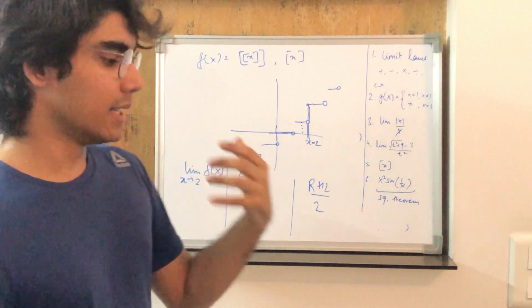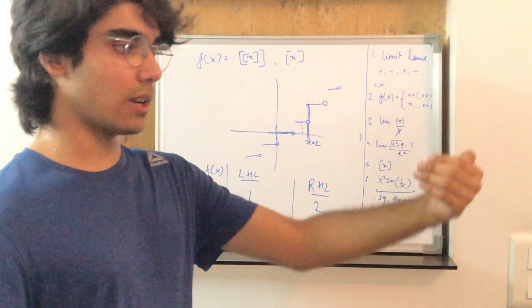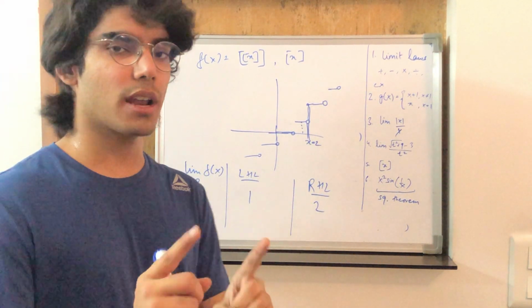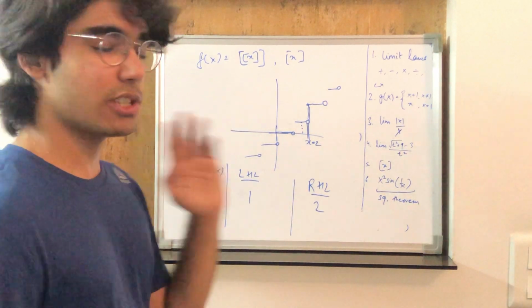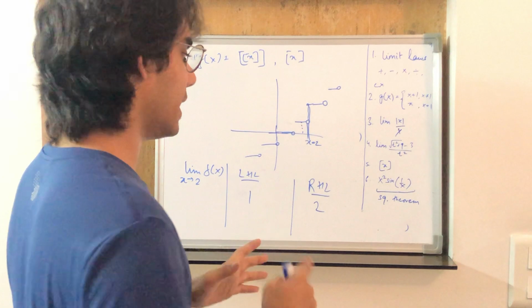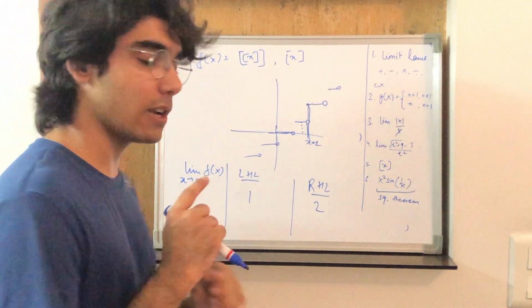If I take negative 2.999 to the right, that's going to go to the left, and that's going to be stuck at negative 3. So the left-hand limit and the right-hand limit are not going to be equal for the greatest integer function at any integer value, right? So this means the limit for the greatest integer function does not exist at integer values.